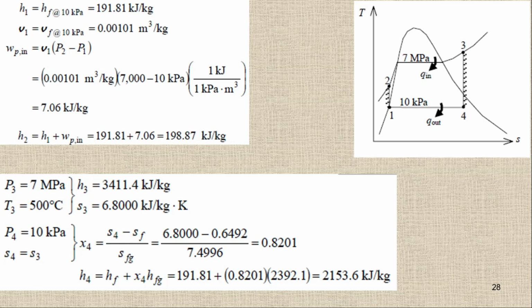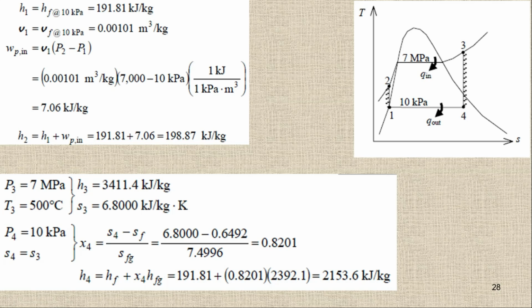So it means you are getting the vapor liquid mixture. So you have to find the X4 first. X4 will be S4 minus SF upon SFG, and this is the basic formula. Then you will find what is X4. When you know X4, then with the help of this formula, you will find H4, which is 2153.6 kilojoule per kilogram.